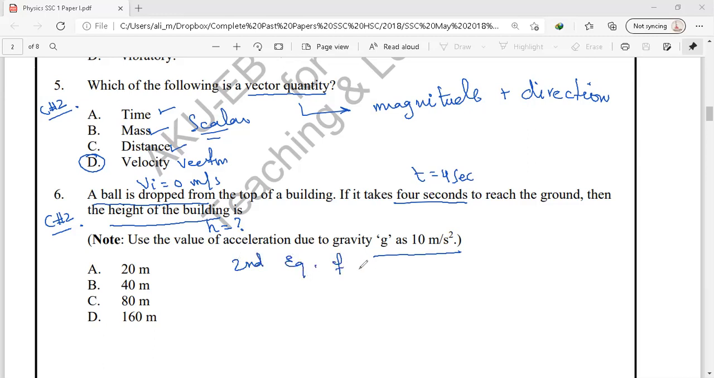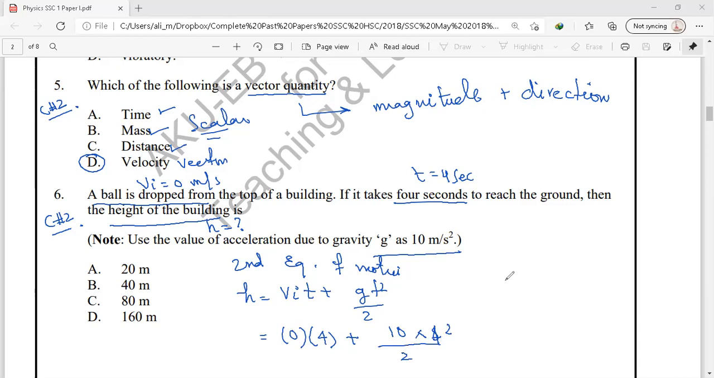So by applying the second equation of motion, हम apply करते हैं, so that second equation of free fall motion states that height is equal to vit plus gt square over 2. By substituting the values, initial velocity 0 times 4 plus gravity 10 times 4 square divided by 2. सो अगर हम उसको सिंप्लीफाई करें सो हमारे पास हाइट इक्वल हो जाएगी 80 मीटर्स. Finally we will get the answer 80 meters. So the correct option for this question number 6 is option C, 80 meters.